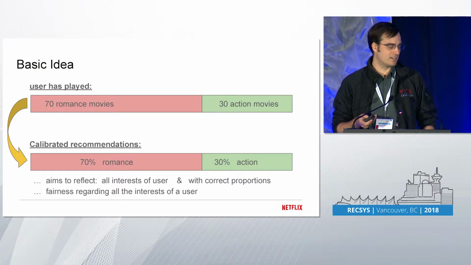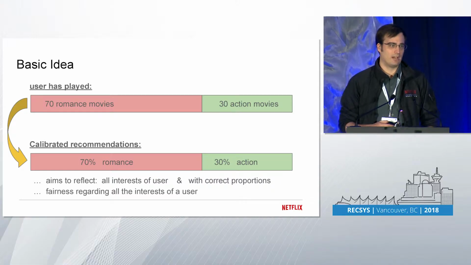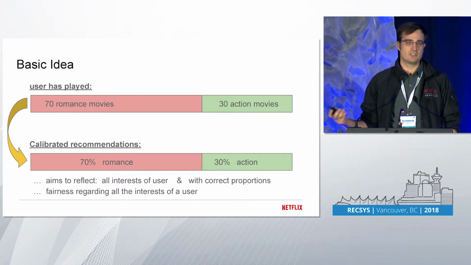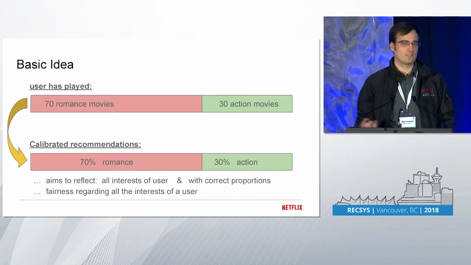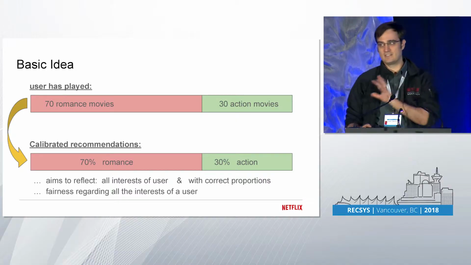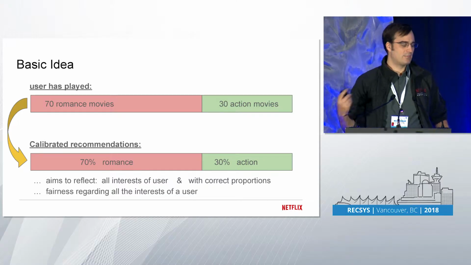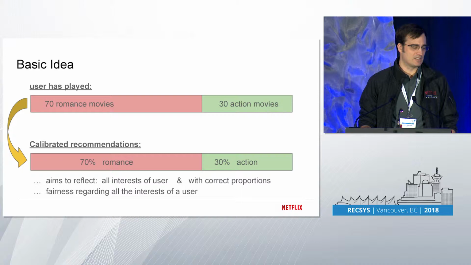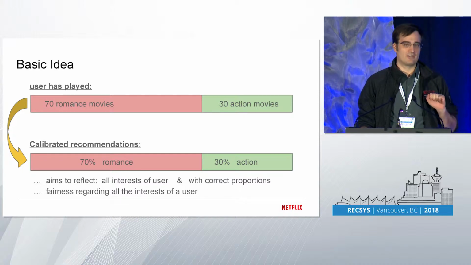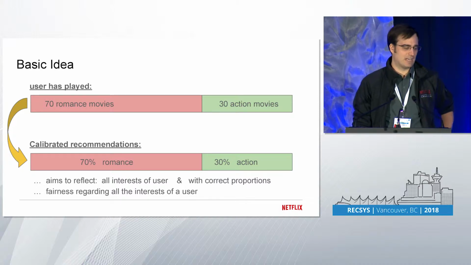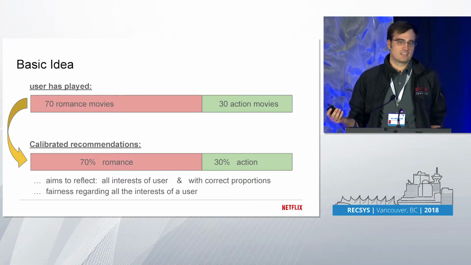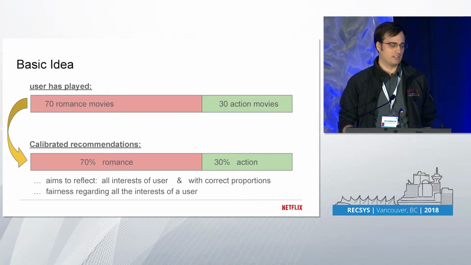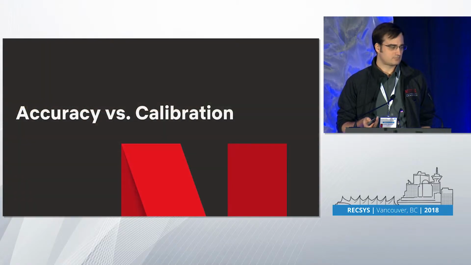So to get started, there's a really basic idea behind this paper, which is that if a user has a certain distribution over interest, say in this simple example, if someone's watched 70 romance movies and 30 action movies, you'd expect that the recommendations you might want to serve to that person would also be calibrated. So 70% of the recommendations should be romance and 30% should be action. And you would want to do this so that you can accurately match the interests of the user and treat them all fairly with the right proportions.